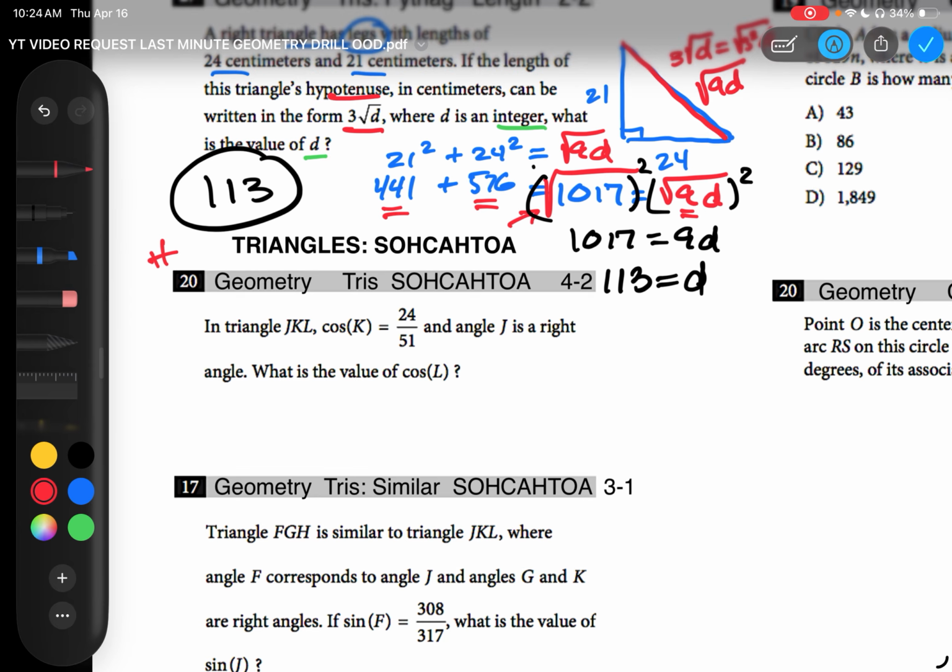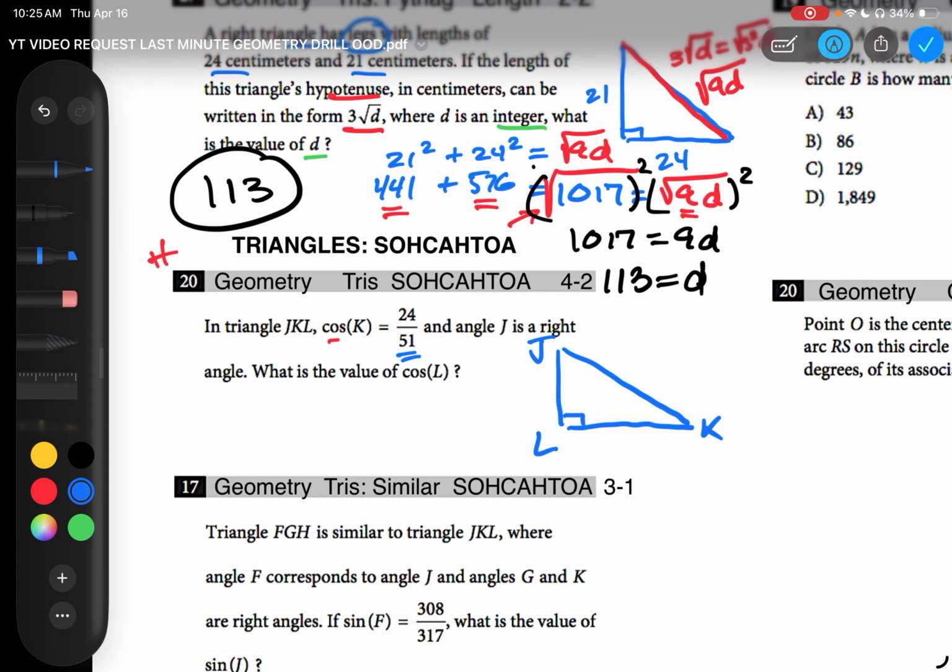In triangle JKL, since they're showing me cosine, I'm definitely going right triangle. Why? SOHCAHTOA deals with right triangle rules. So angle JKL, I'm going to go backwards, JKL. Why did I not go counterclockwise? Because they tell me that the cosine of K is 24 over 51. So it's going to kind of break some rules, but that's okay. I'm going to keep it like this instead so you can understand it better.